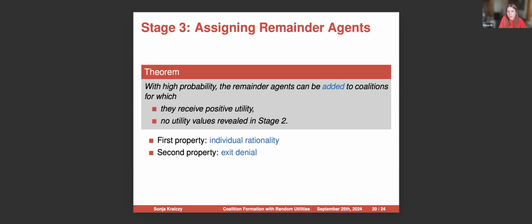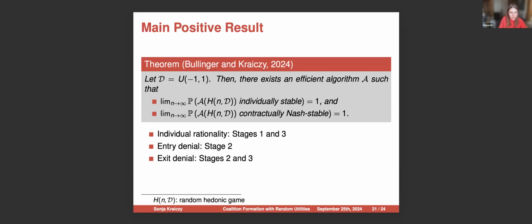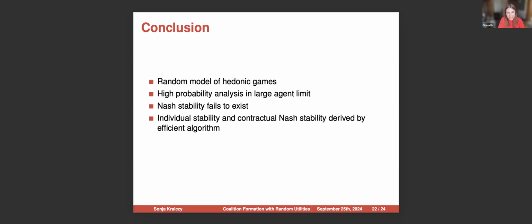And then finally, in stage 3, we have to do cleanup because we have all these remainder agents, and we need to make sure that they're assigned to coalitions for which they have non-negative utility. We need to make sure that exit denial is satisfied. So stage 3 takes care of that. So in summary, we have these 3 stages. In stage 1, we take care of individual rationality initially, and it is also done again in stage 3. Stage 2 takes care of both entry and exit denial. And then stage 3, when we deal with the remainder agents, we are mainly worried about individual rationality and exit denial.